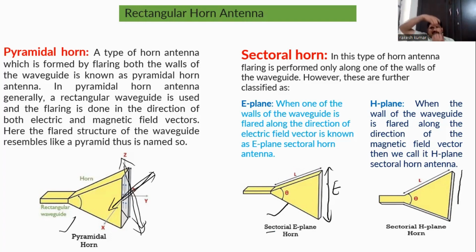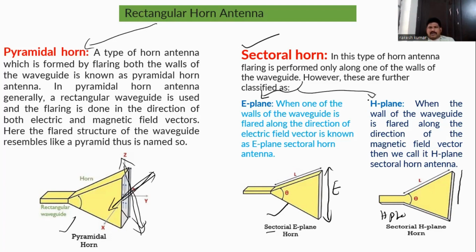We have opened the mouth like this, that is E plane. If you open like this, it is H plane. Okay. So, what are the two classifications of rectangular horn antenna? Pyramidal and sectorial. Again, coming to the sectorial horn, it is divided into two things.